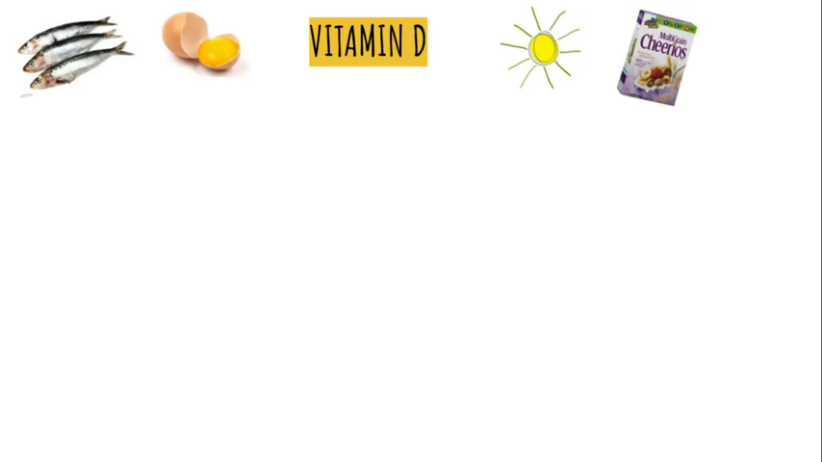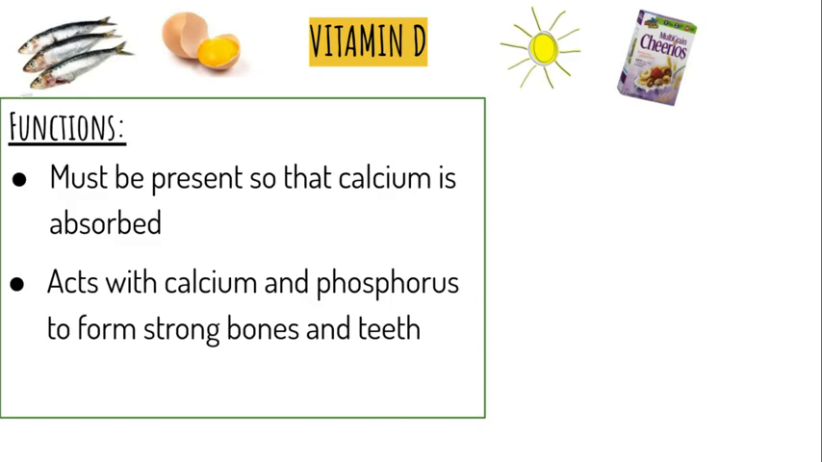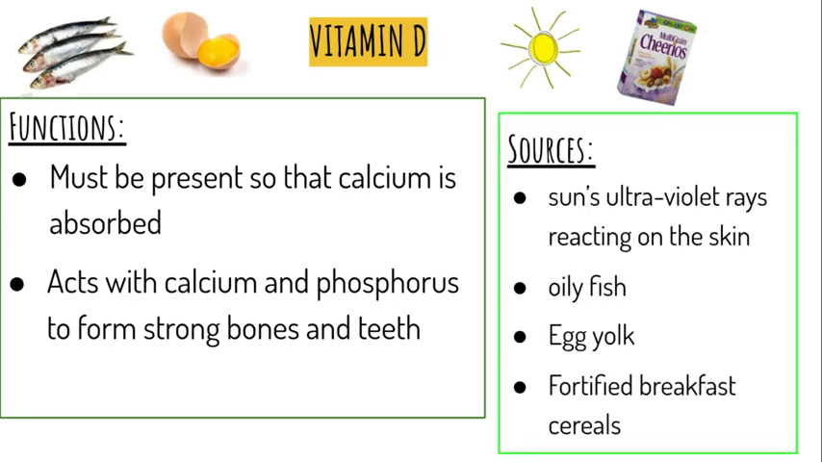Okay, vitamin D is also sometimes known as the sunshine vitamin. We can get it from the sun's ultraviolet rays. It must be present so that calcium is absorbed, and it acts with calcium and phosphorus to form strong bones and teeth. So I said it's found if it reacts with the skin from the sun's ultraviolet rays. That's a source of vitamin D, but our food sources are oily fish, egg yolk, and fortified breakfast cereals. It's added to breakfast cereals, it's not naturally present.